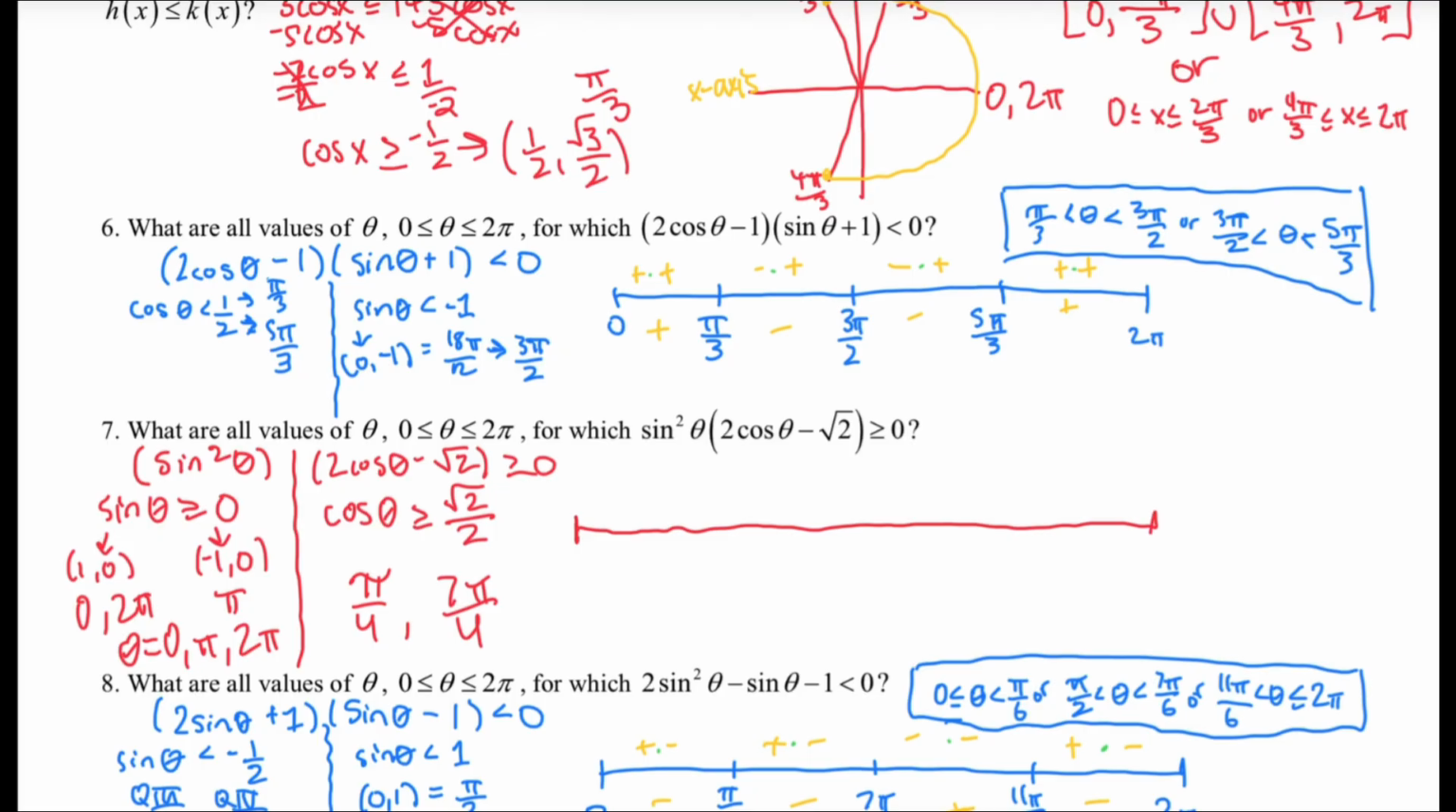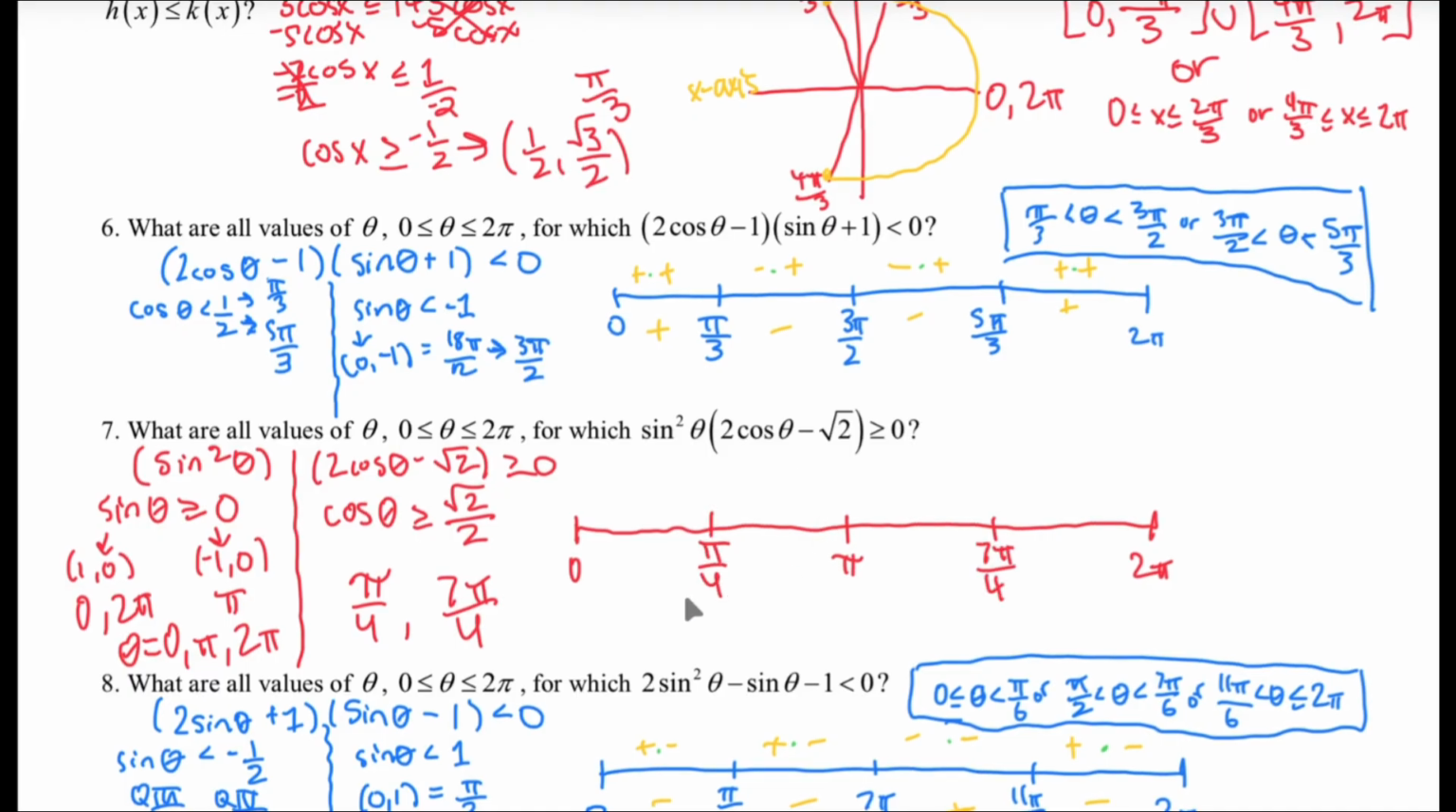Alright, so 0 to 2 pi. We already used 0 and 2 pi. Now we have pi over 4 and 7 pi over 4. I know that pi over 4 goes first. There's 3 values, so I like to cut it down in the middle first. Pi's in the middle. This one's pi over 4, and this one is 7 pi over 4.